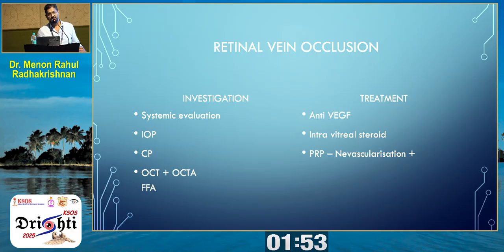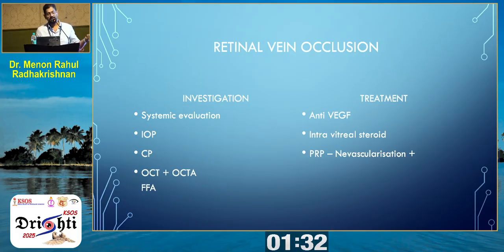So whenever you see such cases, systemic evaluation is very important, that we all know. But what happens is many times, again like I said, when we look at the macula, we tend to disregard the disc. And sometimes the cause for the retinal vein occlusion might not be a systemic factor, but local factors such as glaucoma. So get a color fundus picture.